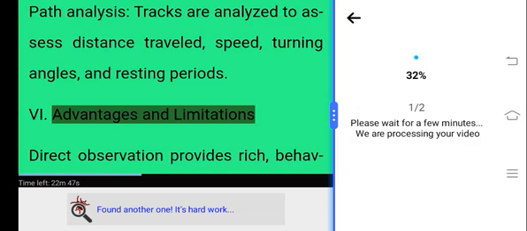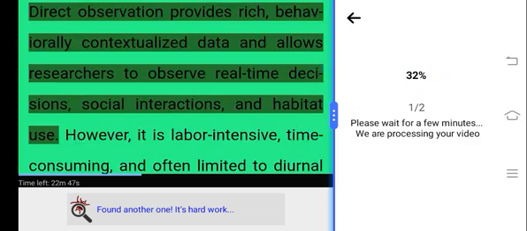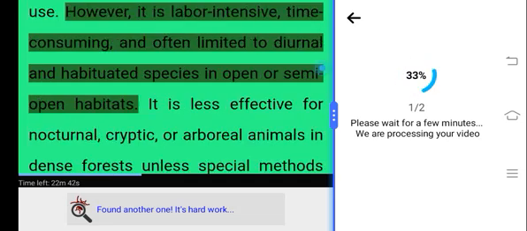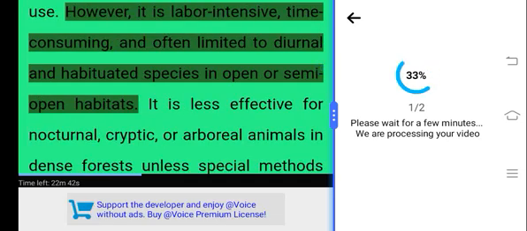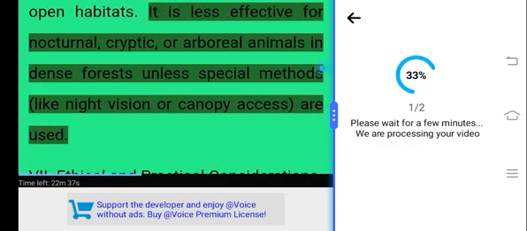6. Advantages and limitations. Direct observation provides rich, behaviorally contextualized data and allows researchers to observe real-time decisions, social interactions, and habitat use. However, it is labor-intensive, time-consuming, and often limited to diurnal and habituated species in open or semi-open habitats. It is less effective for nocturnal, cryptic, or arboreal animals in dense forests, unless special methods like night vision or canopy access are used.